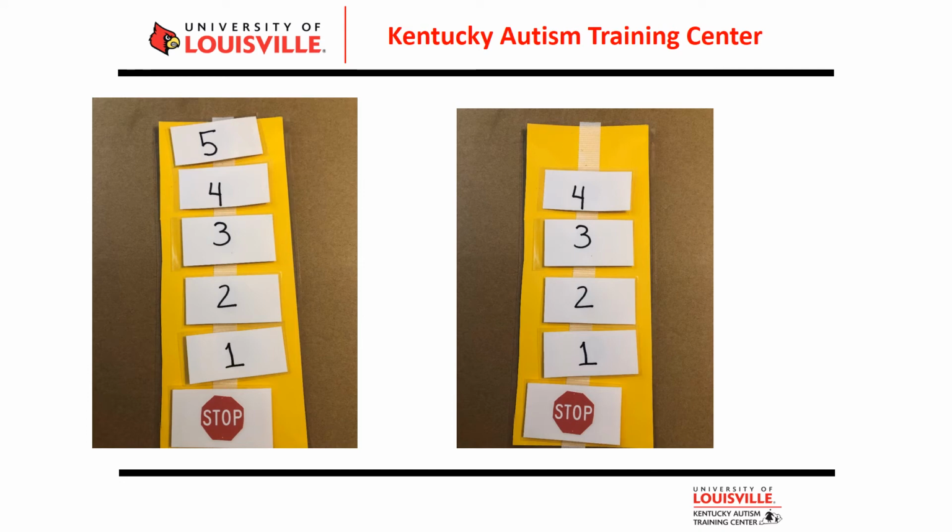So I would say, all right, you've got 5 more times to go on the slide, and each time they came down the slide, I would have them pull off the number so that they could visually see, this is how many more times I can go down the slide.